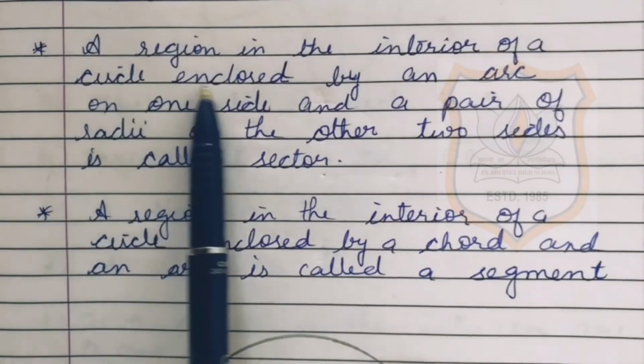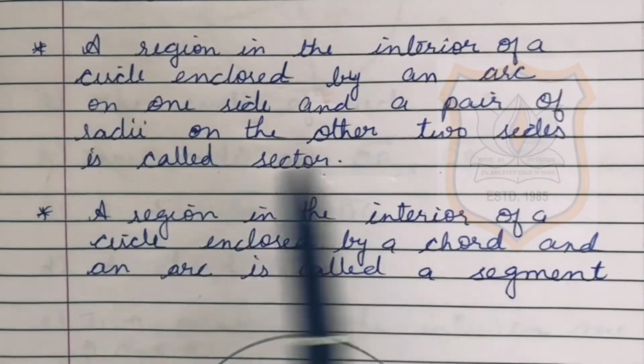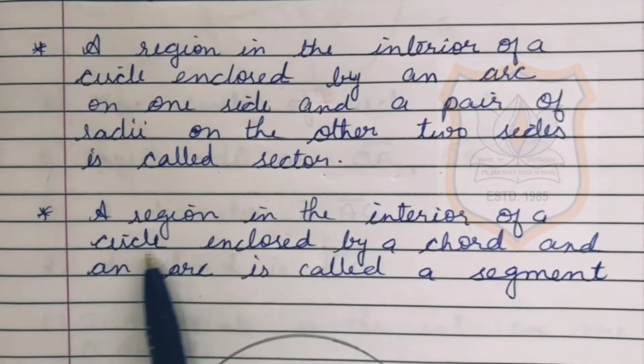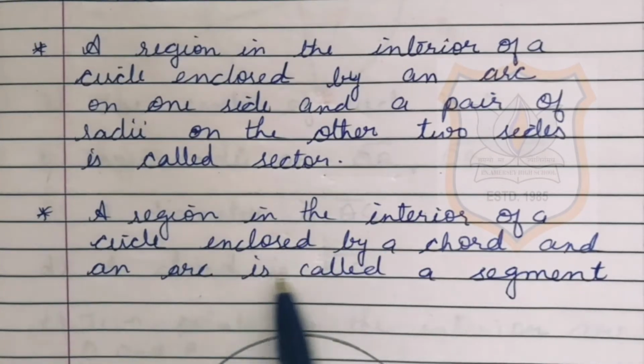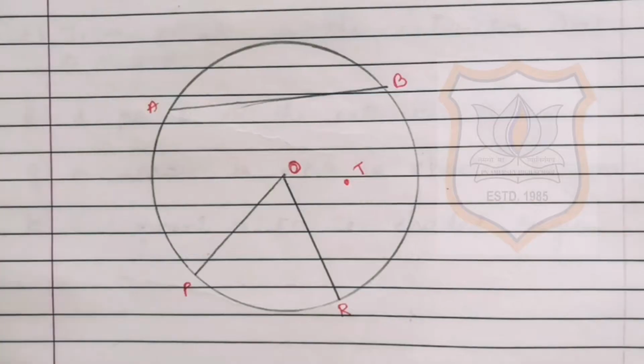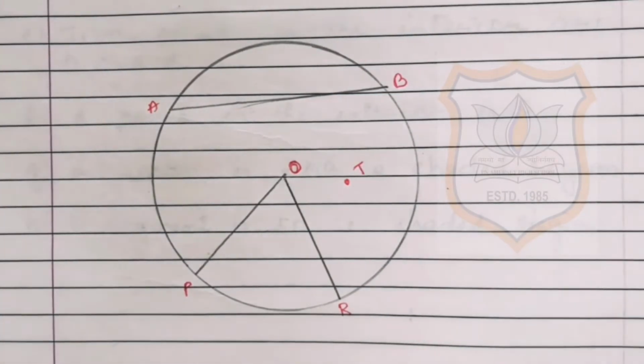Now a region in the interior of a circle enclosed by an arc on one side and a pair of radii on the other 2 sides is called the sector, and a region in the interior of a circle enclosed by a chord and an arc is called a segment. Now students, an arc is a part of a circle. Now see the figure of a circle. Now I will explain to you about sector and segment.